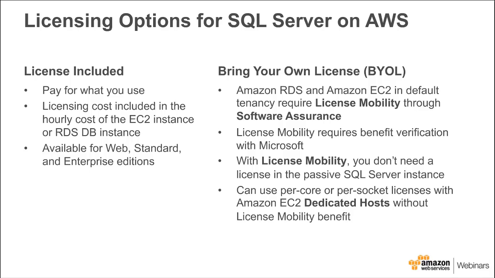Now, using SQL Server under the license included model is very easy. You just provision an EC2 instance from an Amazon machine image, which is a template that includes SQL Server. The software is already installed, and much like with any other AWS Marketplace AMIs, the licensing price is baked into the hourly rate for that instance. With Amazon RDS, the process is similar. You just tell us that you want to use the license included model.